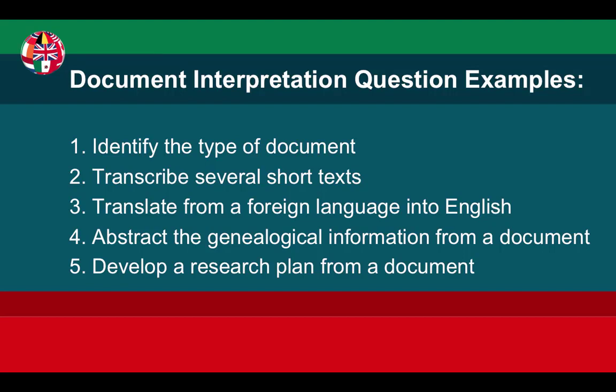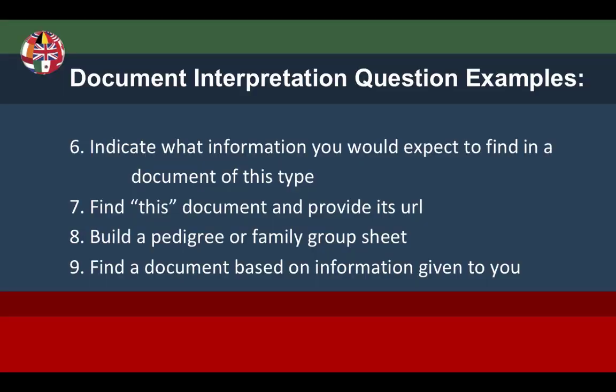Number 4, abstract the genealogical information from a document. Number 5, develop a research plan from a document. Number 6, indicate what information you would expect to find in a document of this type. Number 7, find this document and provide its URL. So they will give you a document and they want you to find where its URL is.